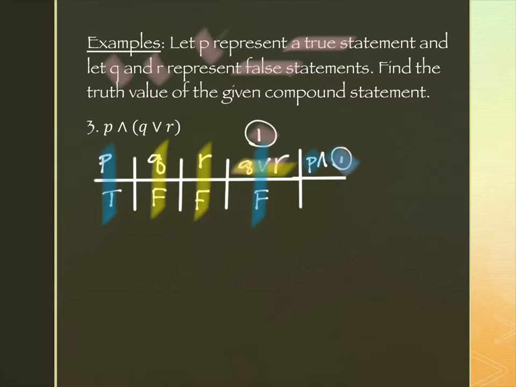So I need an and statement, right, of the 2 blue columns. The first blue column is true. The second blue column is false. And when I combine a false and a true statement together with an and, what do I get? False. I get false. So the truth value here is false.